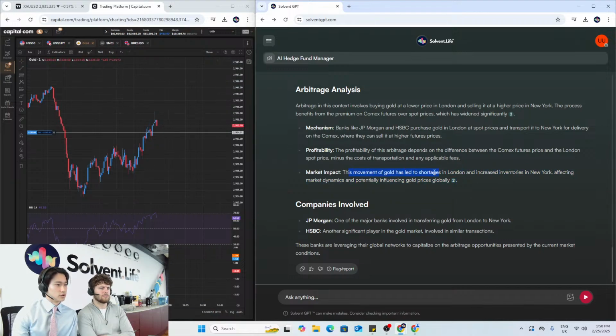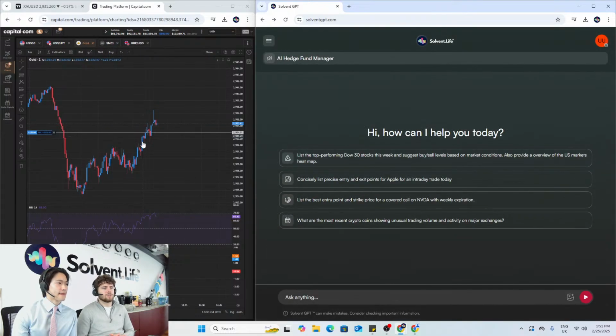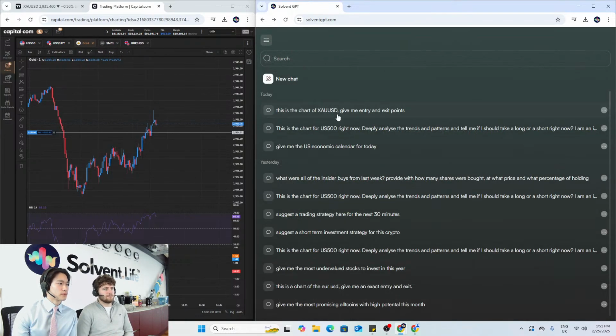The movement of gold has led to shortages in London and increased inventories in New York, affecting the market dynamic and potentially influencing gold prices globally. Interesting. I mean, it's something to keep an eye on.